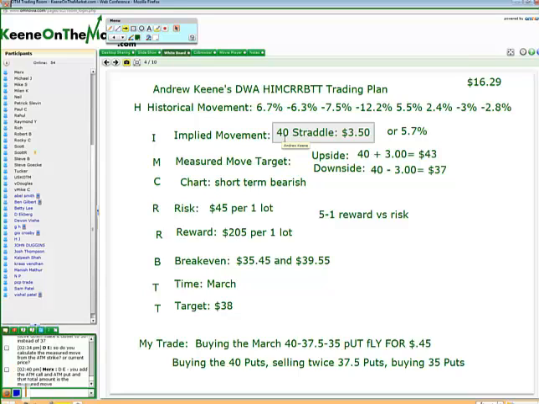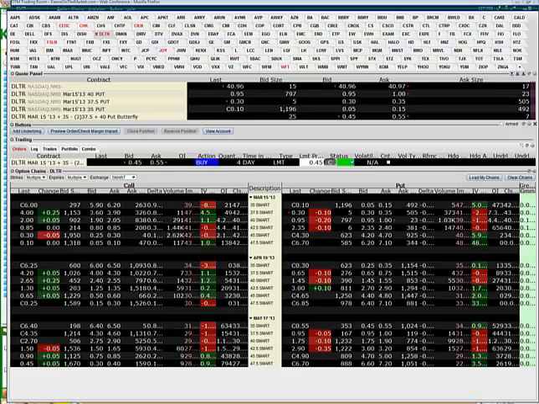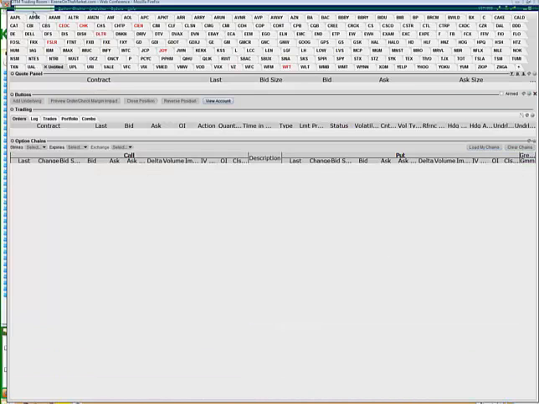We would have to use a strangle here, so this is a good example of a strangle. So let me just bring this up real quick. The out of the money strangle in DWA. I have to look at the 15, 17.5 strangle in DWA. Let me bring that up real quick. So the 15 put, 17.5 call strangle in DWA.